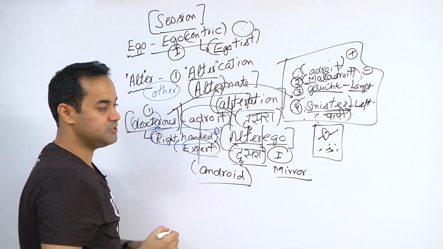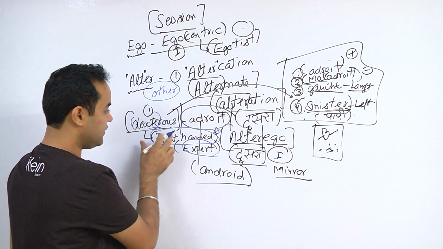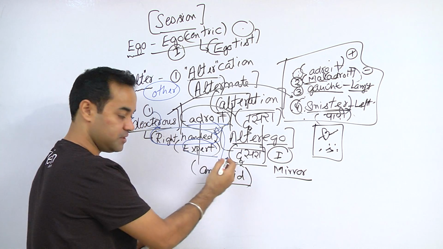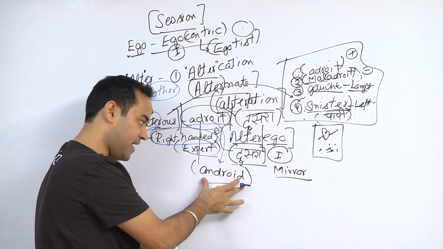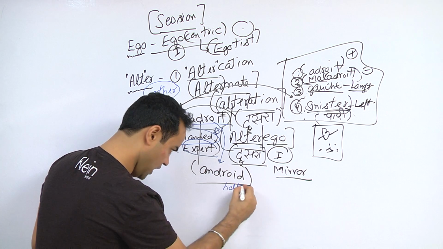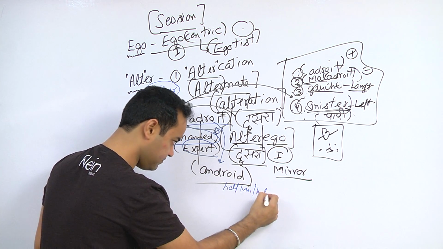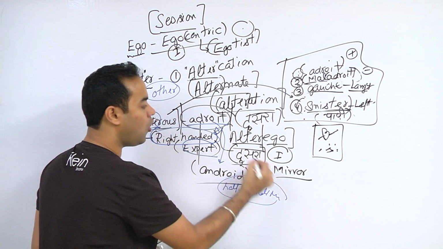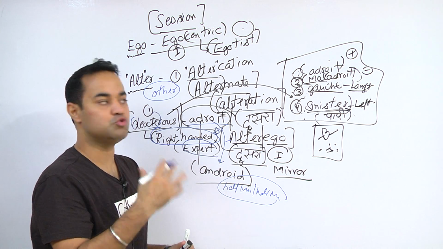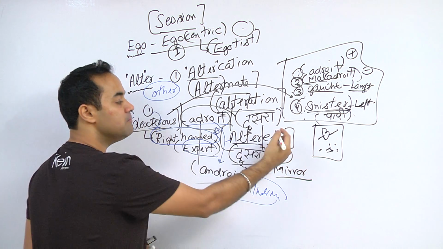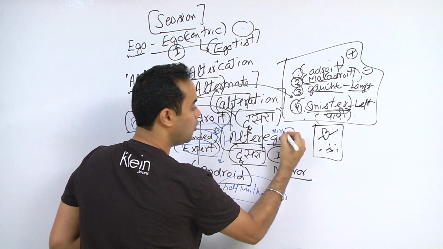Expert. You know what an expert is. Whenever I write adroit, I always remember android. Android means half man, half machine. Alter ego means the other I. If I meet somebody who is my mirror image, I'm going to say alter ego.